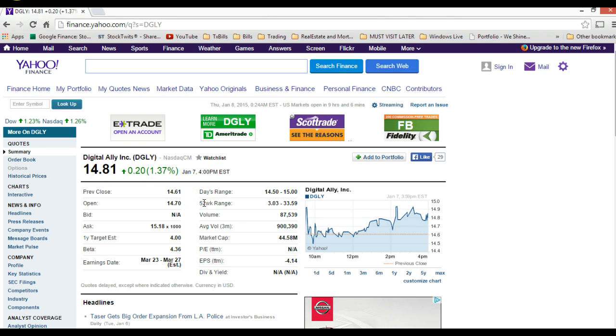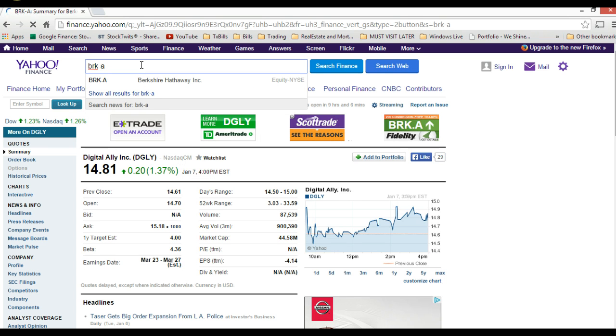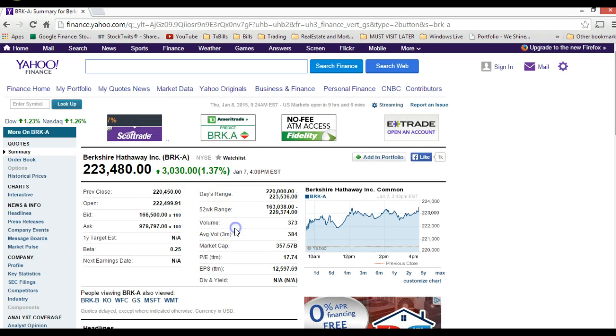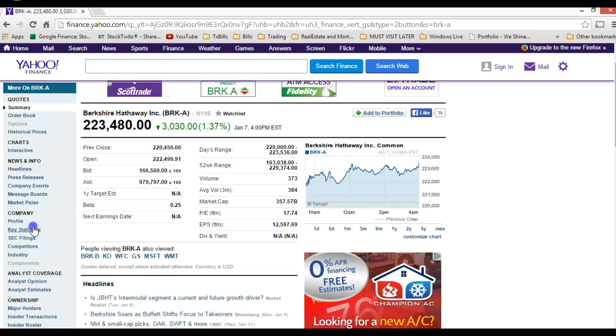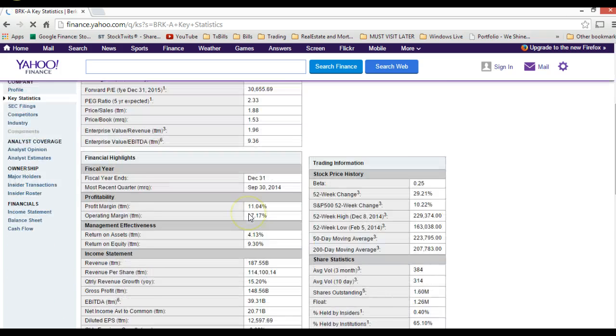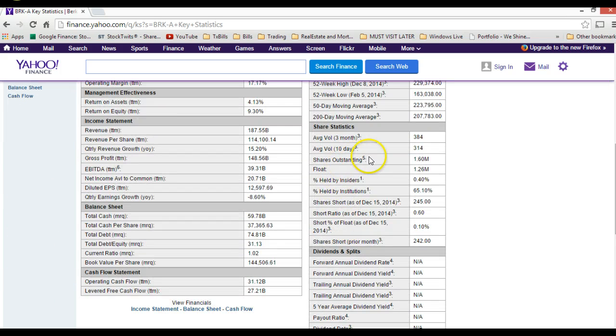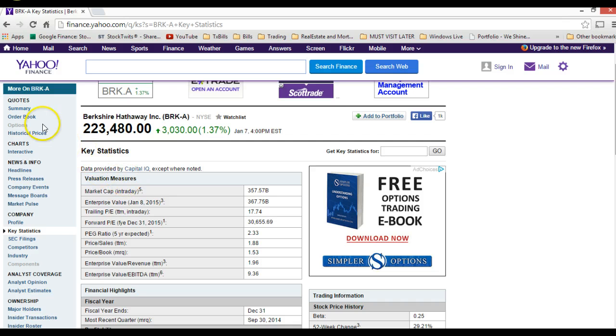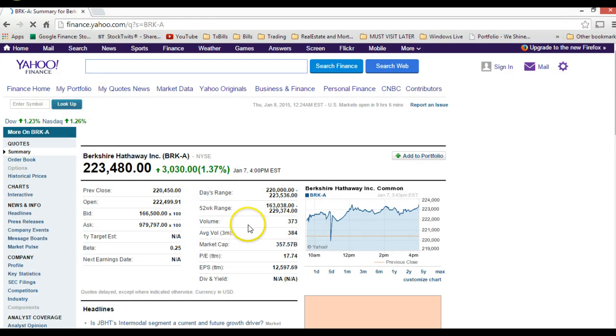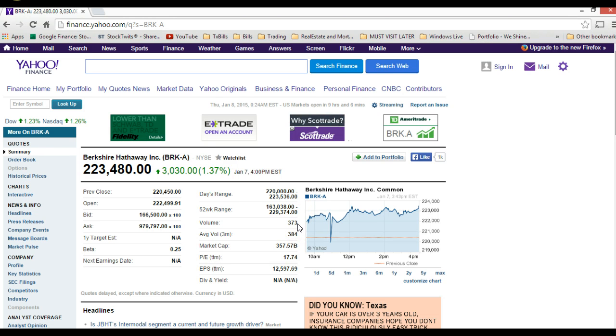And then let's look at another company, Berkshire Hathaway, the most expensive stock, Warren Buffett's company. So for this company, let's go to key statistics. Look how small the outstanding shares is on this one. Shares outstanding is 1.6 million shares versus a float of 1.26 million. Market cap of 357 billion, and the volume is very low. 373 shares. Only 373 shares trade in one day.